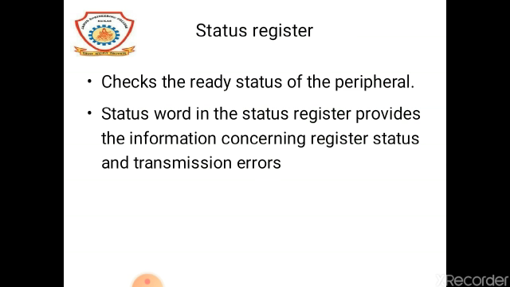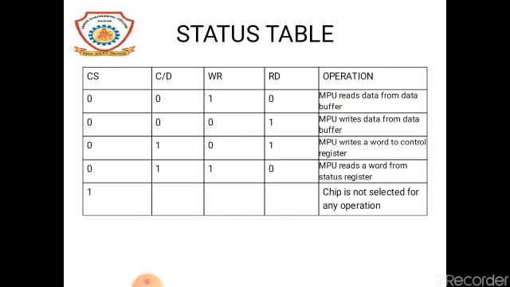Next, the status register. It checks the ready status of the peripheral. The status word in the status register provides information concerning register status and transmission errors. This is the status table.